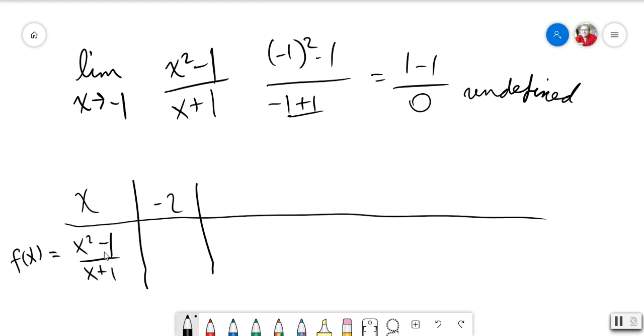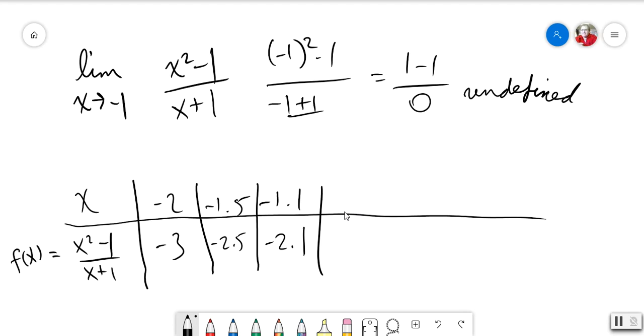2 is 4, 4 minus 1 is 3, 2 plus 1 is 3. Negative 2 times 2 is 4, 4 minus 1 is 3, negative 2 plus 1 is negative 1, so you're going to get negative 3. Then you put in negative 1.5. You will get negative 2.5. You can do the math on your own for this if you want to see it actually come out. I don't have the time or the space here.